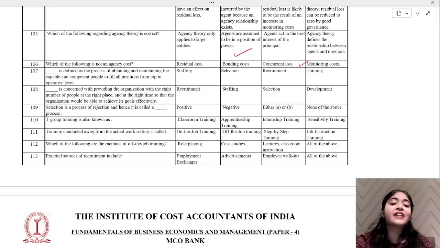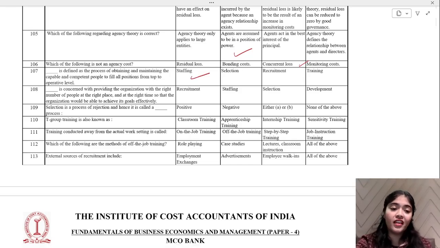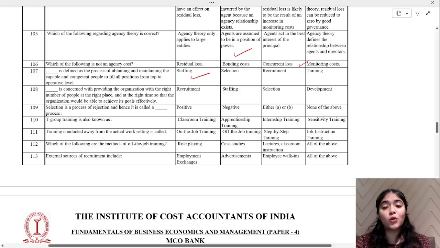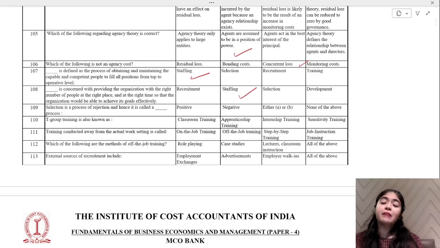Dash is defined as the process of obtaining and maintaining the capable and competent people to fill all the positions from top to operative level. Staffing, you know it very well. Yes. Dash is concerned with providing the organization with the right number of people at the right place and at the right time so that the organization would be able to achieve its goal effectively. So that is again staffing. You have to read the definitions also. Staffing, recruitment, training, development, coordination, planning, etc. They'll ask you MCQs based on this.